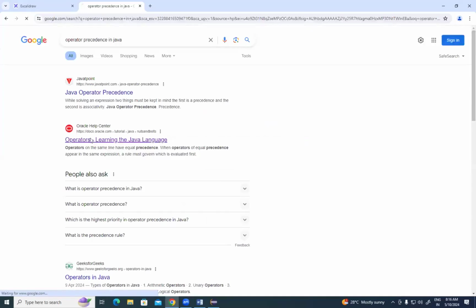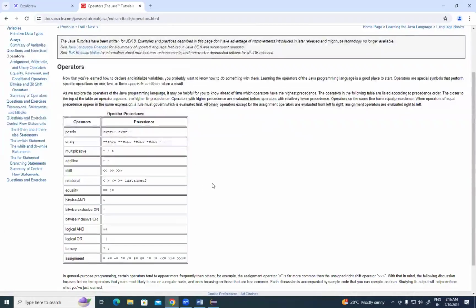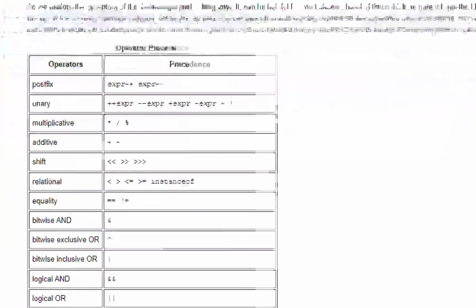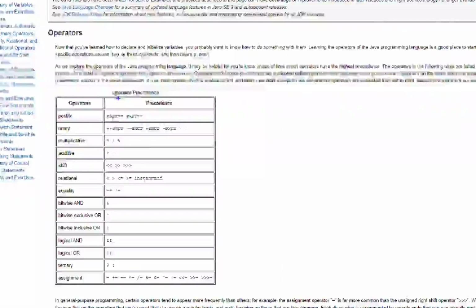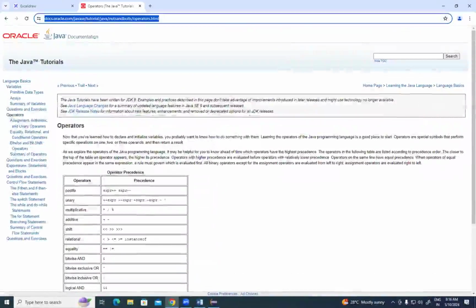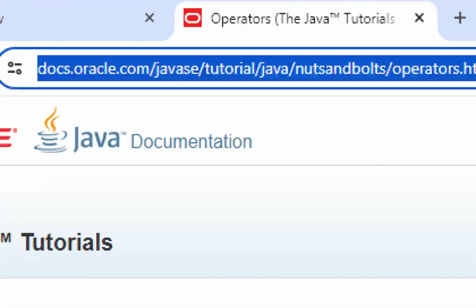Actually, I missed yesterday's class, that's why I missed the precedence one. Actually, I took the operator precedence from this Oracle website, the same table. This is from docs.oracle.com, the official website of Oracle. Okay, I'll look into it.